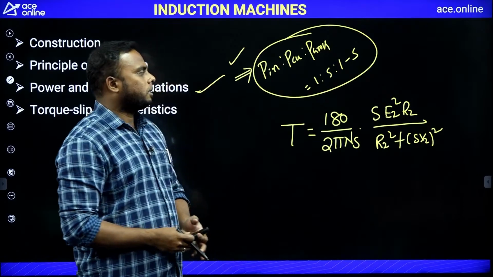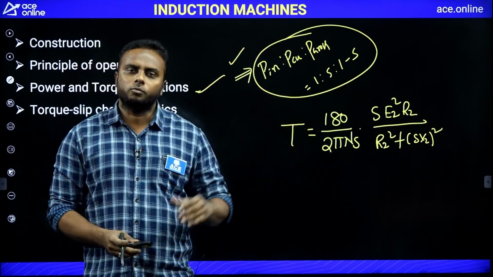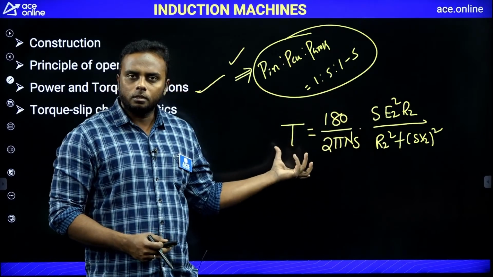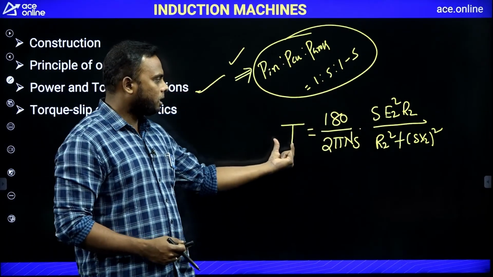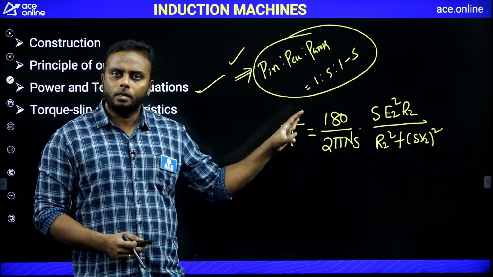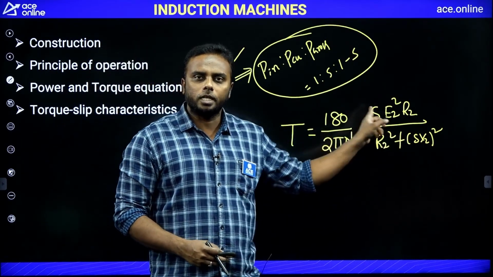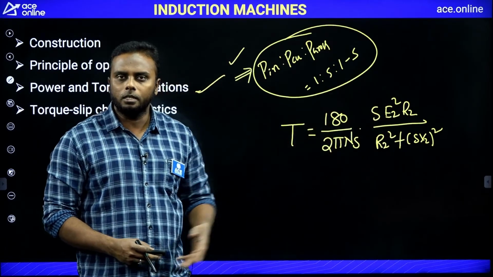So this is at some operating slip of the motor, some full load slip. Full load condition, S_FL, that is the full load torque. Starting torque, if you want, the same equation we use. Suppose starting torque is required, what is the slip at starting? 1. So substitute S equal to 1 in the same equation, that is starting torque.